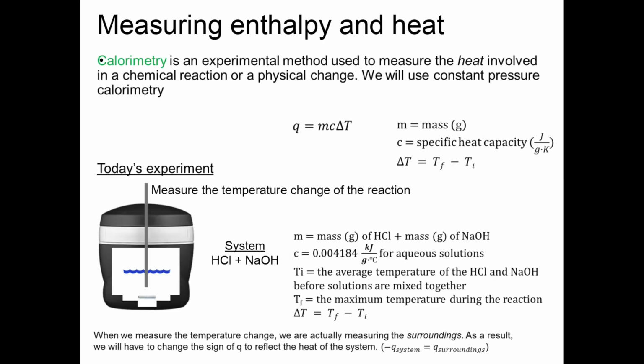So measuring enthalpy and heat, to do that, we use something called calorimetry. It is the method where you measure the heat involved in a chemical reaction or a physical change, whatever you want to observe, and it sets up an area of constant pressure so that you can record this.